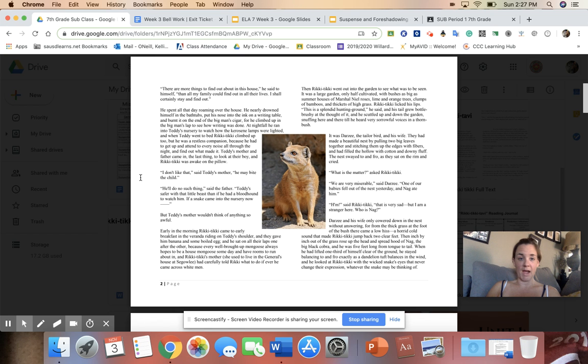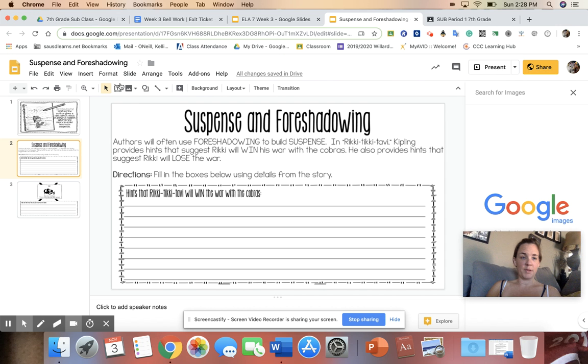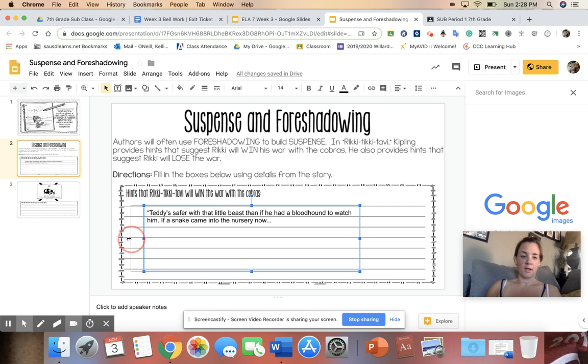where Rikki Tikki kills Nag, also when we're given a description of mongooses by the author, and the author tells us that a mongoose's job in life is to kill and eat snakes. Then there's also this section here where it says, "Teddy is safer with that little beast than if he had a bloodhound to watch him. If a snake came into the nursery now." What you could do is you could copy that section of text and you could paste it right here. And that would be an example of foreshadowing that Rikki Tikki Tavi will win the war against the Cobras.